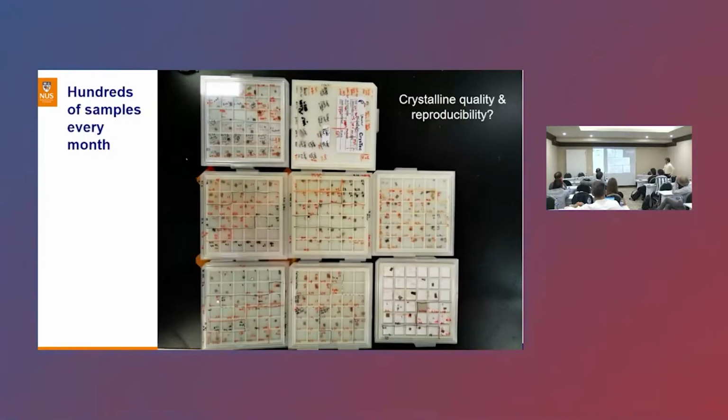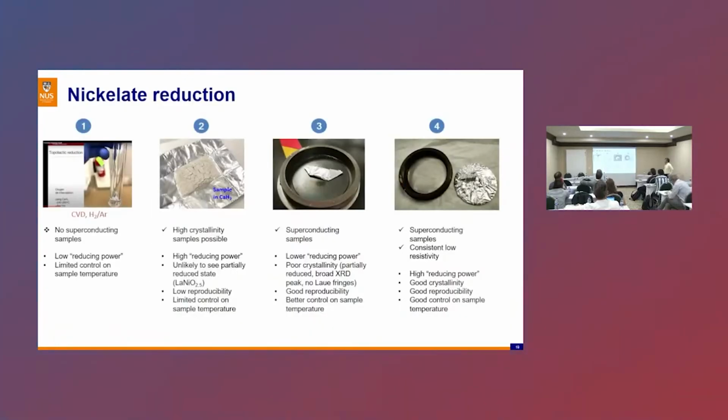So in the last few years, trial and error is really the main thing that we are doing here. Hundreds of samples every month need to be produced to be able to do experiments and produce superconductivity. And we have also been trying different ways of doing the reduction process, trying to do a matrix, trying to combine a high reduction power with the quality of the crystalline samples that you are going to produce.